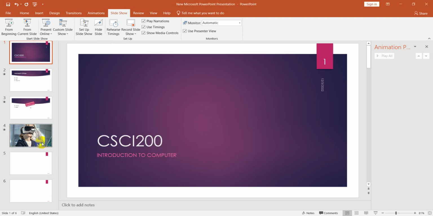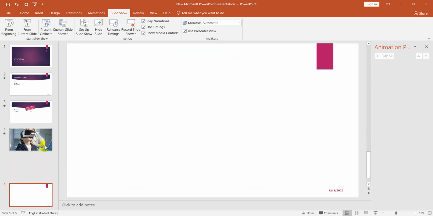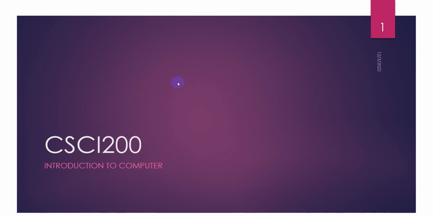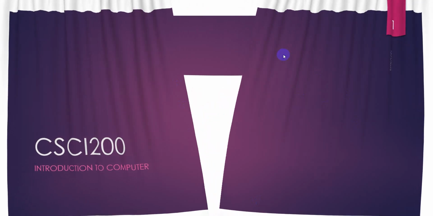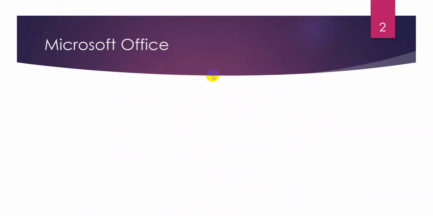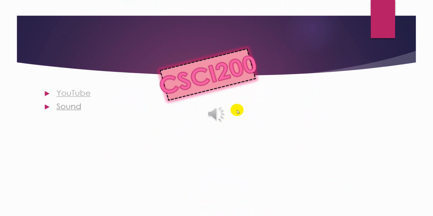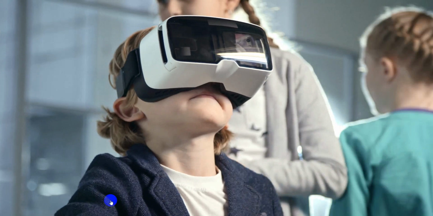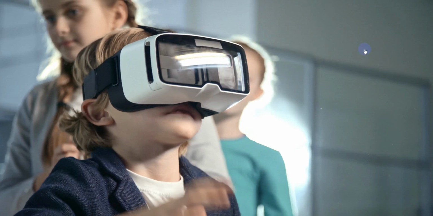So here, let's delete these slides. Now if I run the slideshow from the beginning, now let's browse the slideshow. This is the slide number 2. The slide number 3. Here I have a sound in this slide. So the slide number 4, here I have a video. Okay, now this is the last slide.